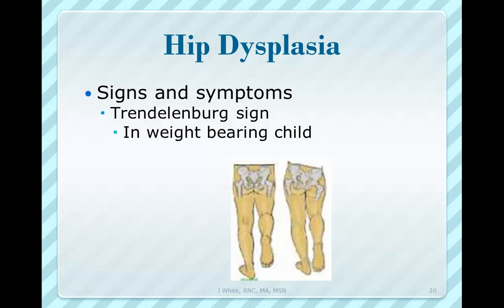In an older child testing for hip dysplasia, they will do the Trendelenburg test. Because the connection of the head of the femur and the acetabulum is important to the stability of the bony structure, the child who has a dislocated hip will not be able to maintain this stability. So they will ask the child to stand on one foot. When the child stands on the good foot, the pelvis remains level. When the child stands on the affected side, because the head of the femur is not in the acetabulum, there's no stability, and you will actually see the pelvis shift.